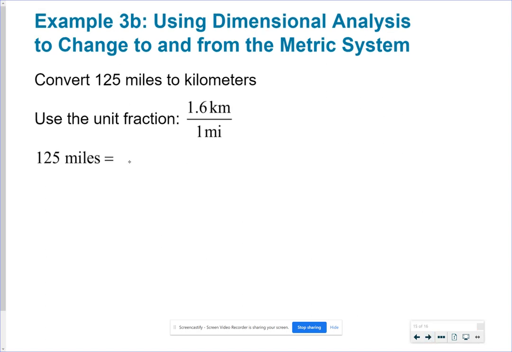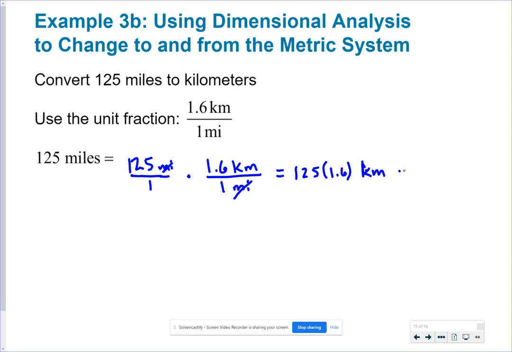So we're going to take 125 miles over 1, and we're going to multiply by, I need the kilometers in the numerator. I'm switching from miles to kilometers. So they gave me the right one. That was nice of them. And then I'm going to do 125 times 1.6. That will be kilometers. I'm going to grab my calculator and multiply 125 times 1.6, 200 kilometers, and then we are done.